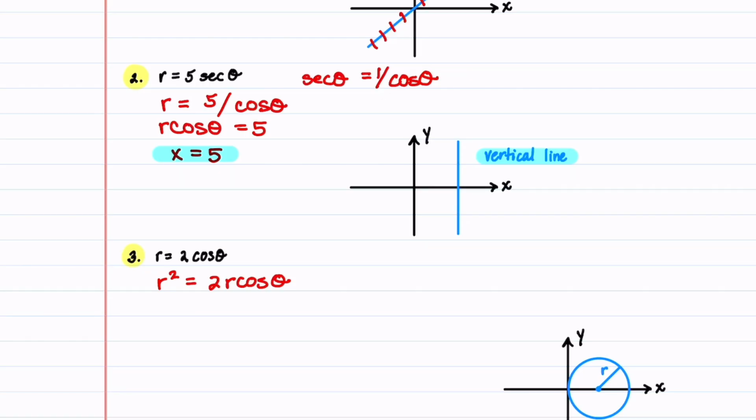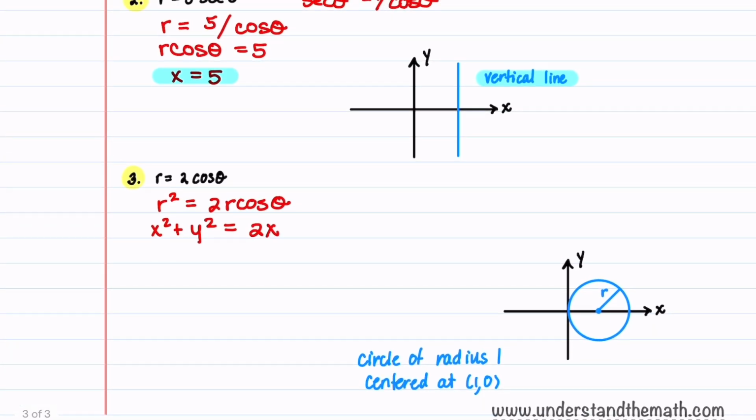We know that r squared is x squared plus y squared. And on the right, we have 2 times r cosine theta, which is equal to x. Now, unfortunately, we don't want to leave it like this. We're going to have to do some algebraic manipulation to make this an equation that we can actually recognize. Let's pull the 2x to the left and see what that looks like. We have x squared minus 2x plus y squared is equal to 0.